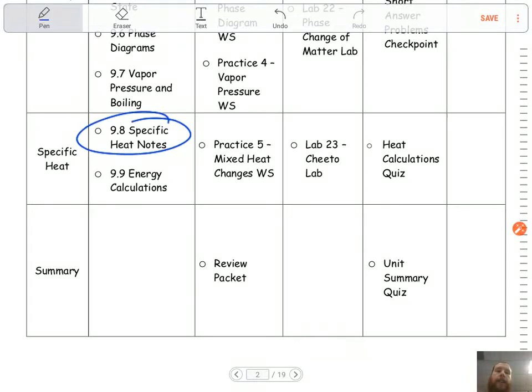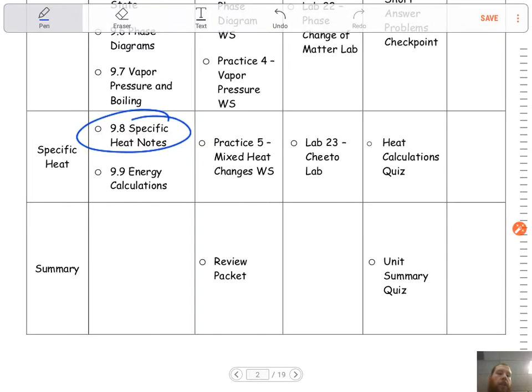Hey guys, this is video 9.8. We're going to talk about specific heat and what that means, kind of the notes that go with it, and then in video 9.9 we will do the calculations that are associated with it. So let's jump right in.